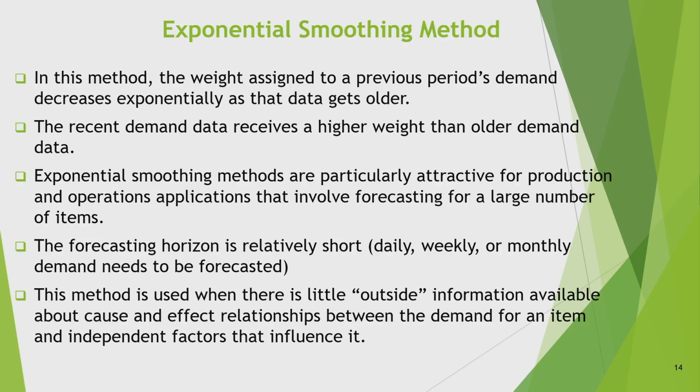So, we have another method that is called the exponential smoothing method. In this method, the weight assigned to a previous period's demand decreases exponentially as that data gets older. So, recent demand data receives a higher weight than older demand data. So, it is also an average, but we give more weightage to the latest data.